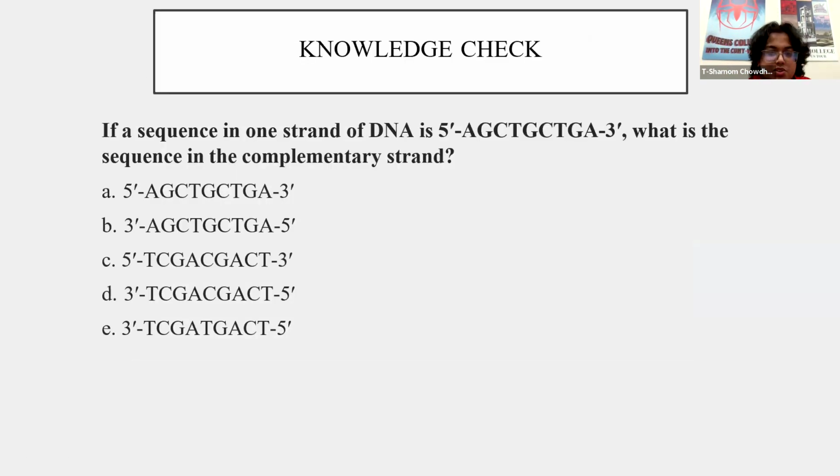If a sequence in one strand of DNA is 5 prime, this DNA strand, 3 prime, what is the sequence in the complementary strand? Correct, it is D. Because DNA strands are anti-parallel to one another, the complementary strand is going to go from 3 prime to 5 prime, and the way you figure out the complementary strand is that it is the opposite. Adenosine is combined with thymine, so replace all the A's with T's. Guanine is combined with cytosine, so replace all the G's with C's, and vice versa. So the correct answer is D.